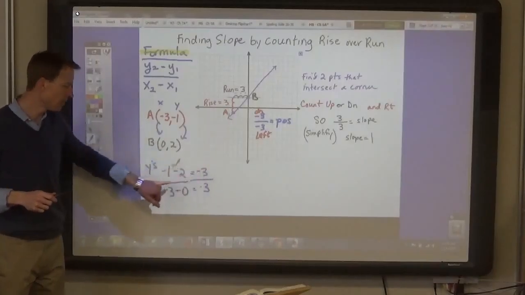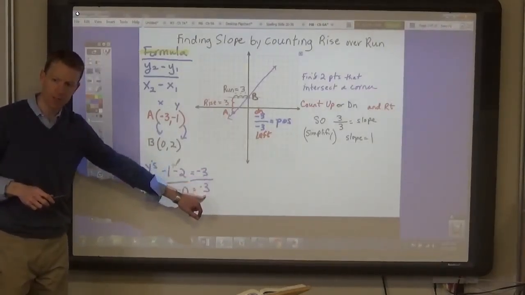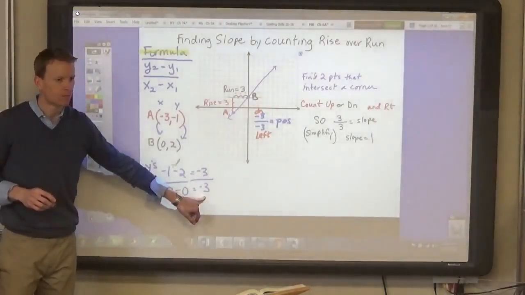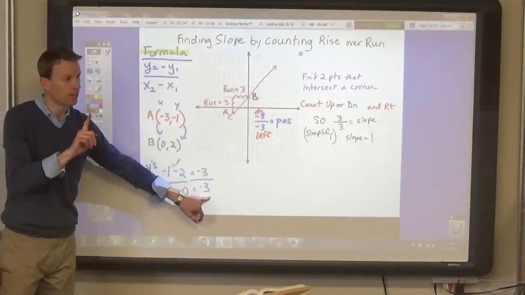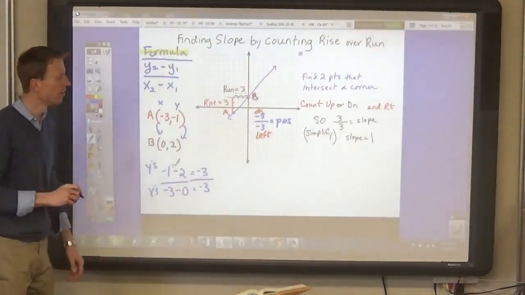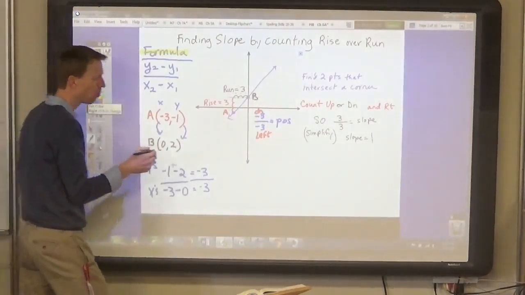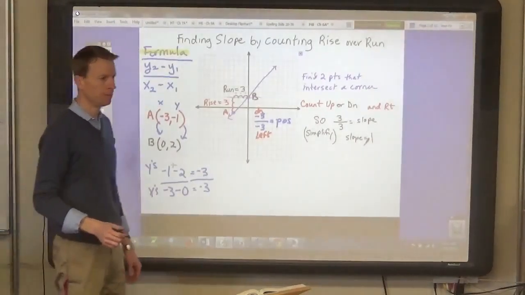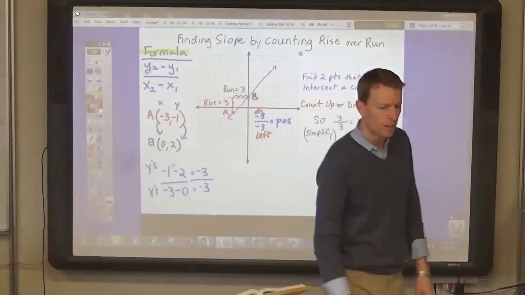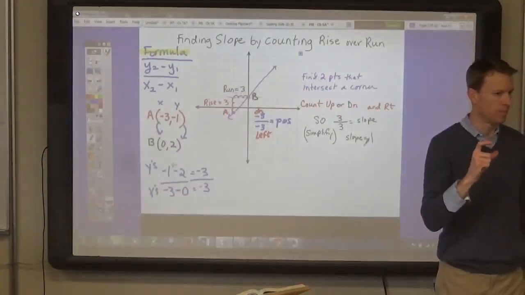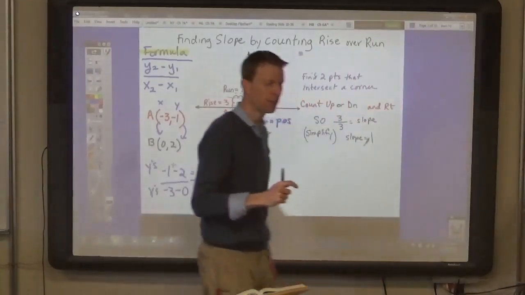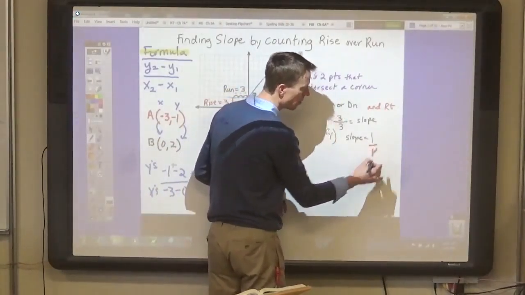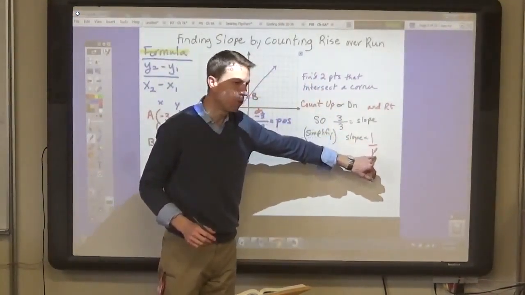So, when you simplify this, you have -3 over -3, which you should simplify to what? One. What's -3 over -3? Positive 1. What does a slope of positive 1 mean? Slope is usually written in fraction form, okay? Because you have to have a change in y over a change in x. So a slope of 1 is sometimes written as just 1 over 1.